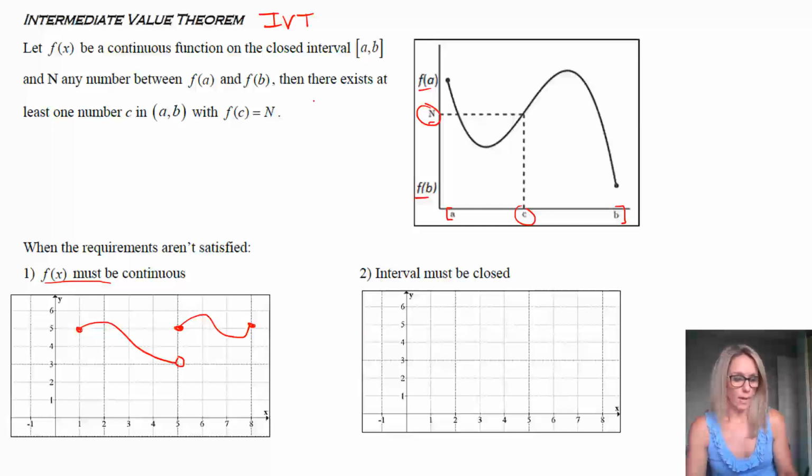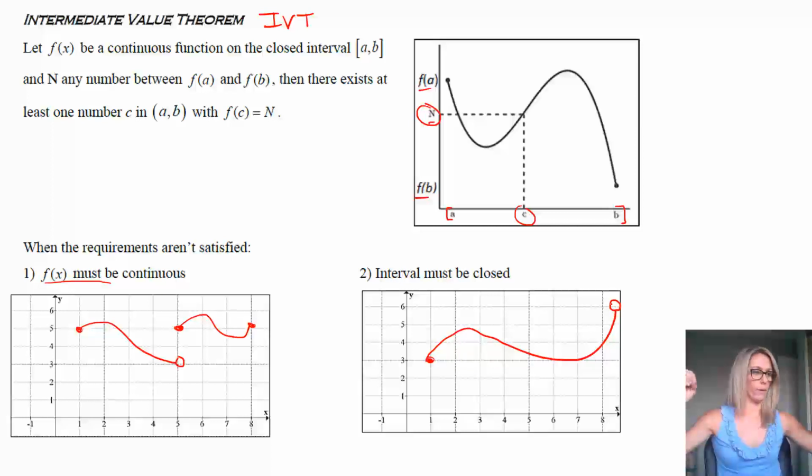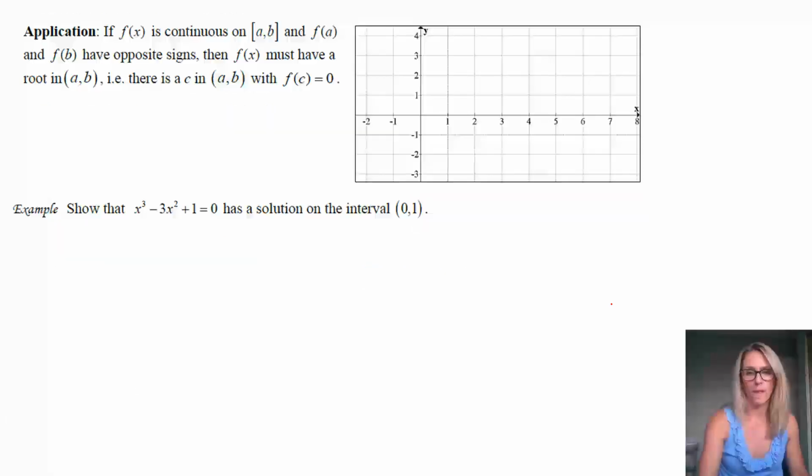Now, notice that the interval has to be closed. So you also don't have that guarantee if you had, for example, here, and whatever you want to do, and then you have this hole. So that's going to be a problem. The interval has to be closed. If you have open endings, the IVT does not give you this guarantee. So you want the closed interval.